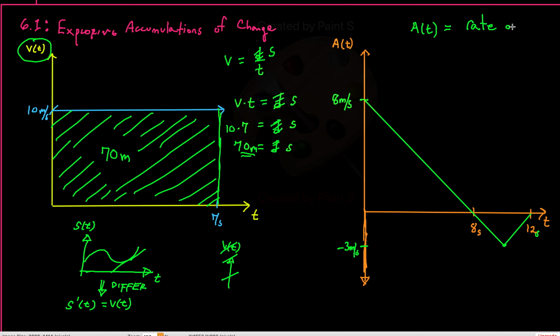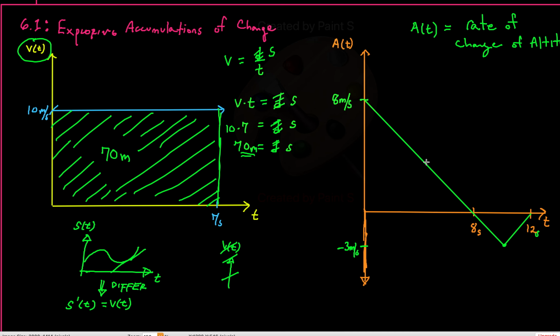Rate of change of altitude. So there's some drone or whatever, something flying upward. The rate of change of altitude is A of t, and you see that at the beginning, the altitude originally starts going up at time 0 at 8 meters per second.